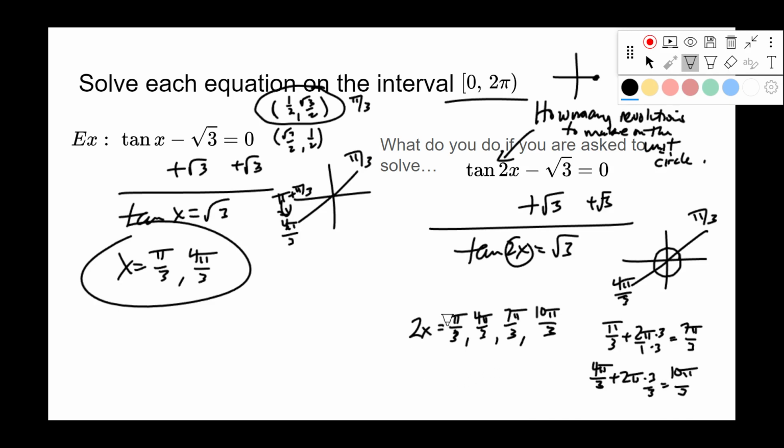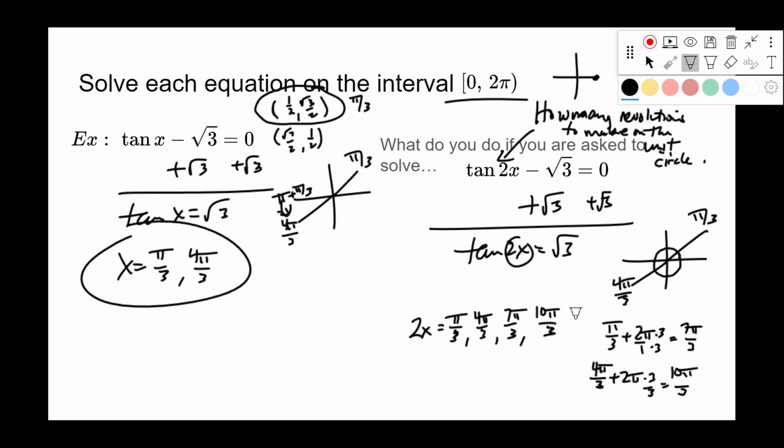Okay, so there we go. I went twice around the unit circle. First time around, I got 2 answers. The second time around the unit circle, I got 2 more. First time around, I got pi over 3 and 4 pi over 3. Second time around, I got 7 pi over 3 and 10 pi over 3.